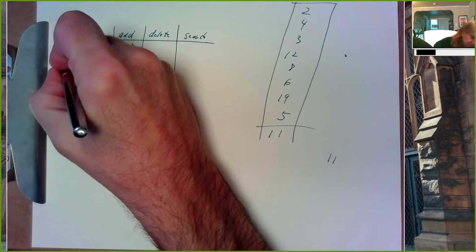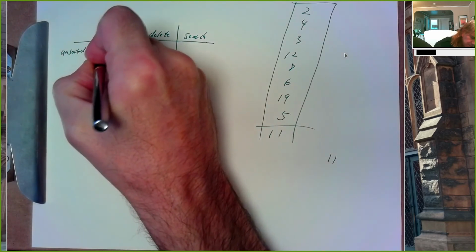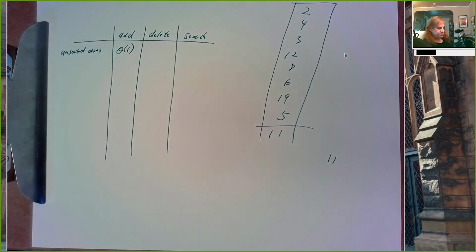But this is an unsorted array. Right, the data is clearly not in order. Really, really fast to append. What if I want to delete something from the array?